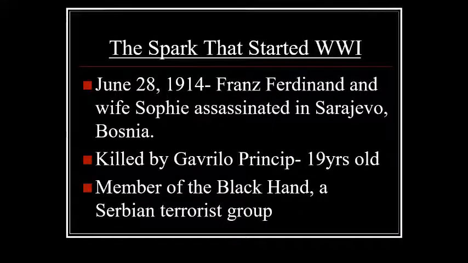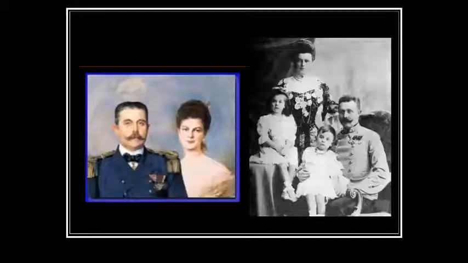Now, the spark that starts it all, June 28th, 1914, the heir to the Austro-Hungarian Empire, Franz Ferdinand, and his wife Sophie are assassinated in Sarajevo, Bosnia, by the 19-year-old extremist Gavrilo Princip, who was a member of a Serbian terrorist group known as the Black Hand. Quite menacing, right?